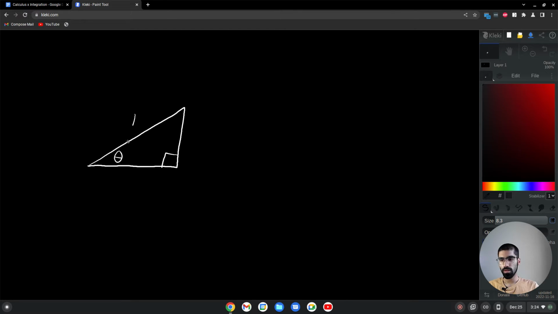So then I don't know what these other two sides are. I'm just going to label them x and y because I don't know what they are. They could be any variable. The only side I know is this hypotenuse is 1. So here we see that by the Pythagorean theorem, x squared plus y squared is equal to 1 squared, which is just 1.